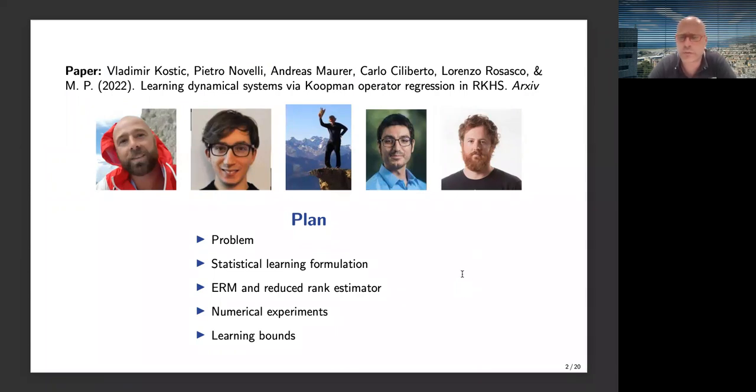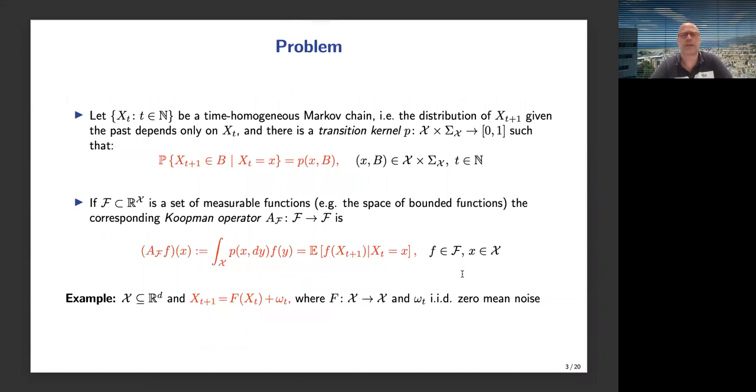So I'm going to introduce the problem that we study, which is the problem of learning Koopman operators associated to Markov chains. And then I will present a statistical formulation of this problem, which will lead us to estimators. In particular, I will advocate the use of reduced rank estimators. I will then present some numerical experiments with the proposed estimators, and I will conclude with the statistical learning theory analysis of the estimators.